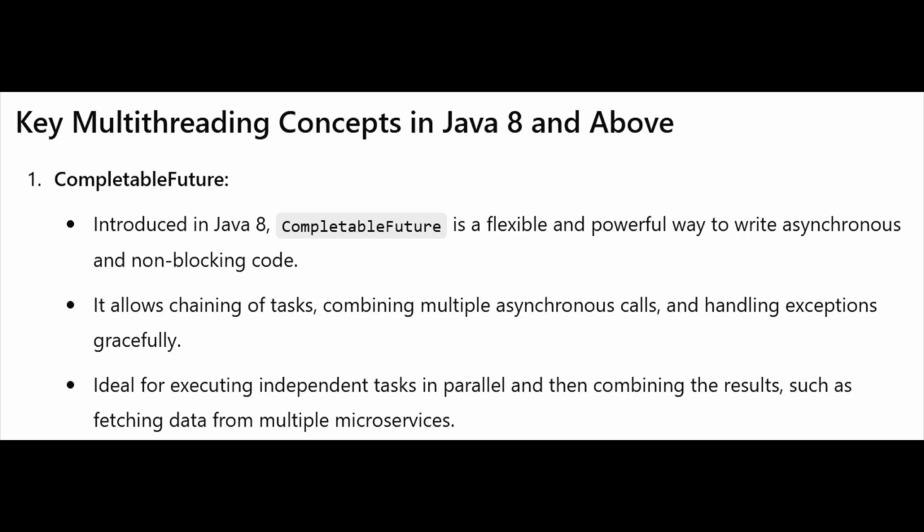Key multithreading concepts in Java 8 and above. CompletableFuture. Introduced in Java 8, CompletableFuture is a flexible and powerful way to write asynchronous and non-blocking code. It allows chaining of tasks, combining multiple asynchronous calls, and handling exceptions gracefully. Ideal for executing independent tasks in parallel and then combining the results, such as fetching data from multiple microservices.